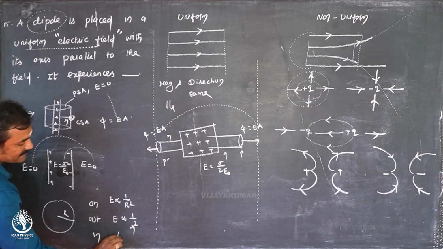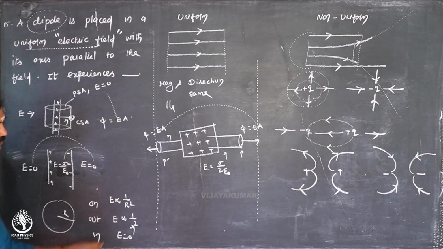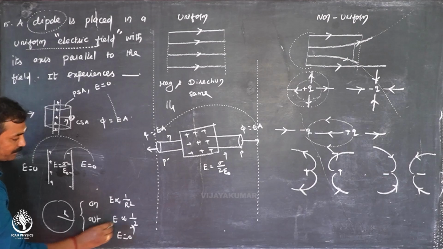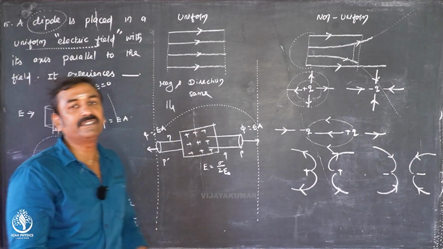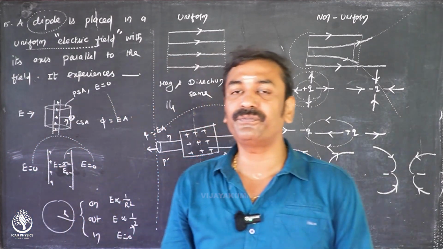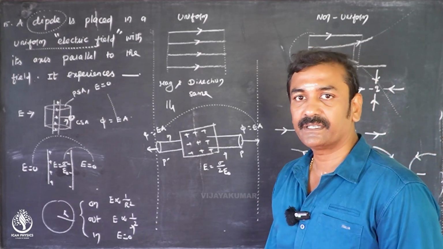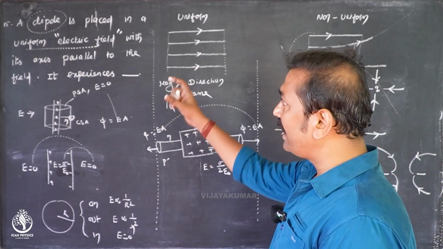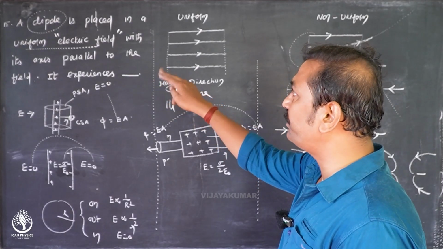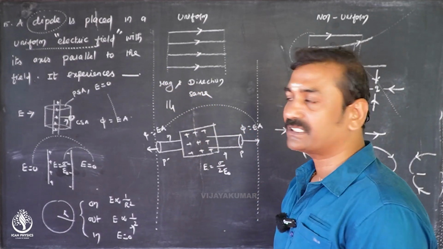Then inside the sphere the electric field is 0. So at different places it produces different electric fields, which is also a non-uniform electric field. Non-uniform electric field. Can you get it now? Is it clear? So now we have seen two terms, electric dipole and uniform electric field.